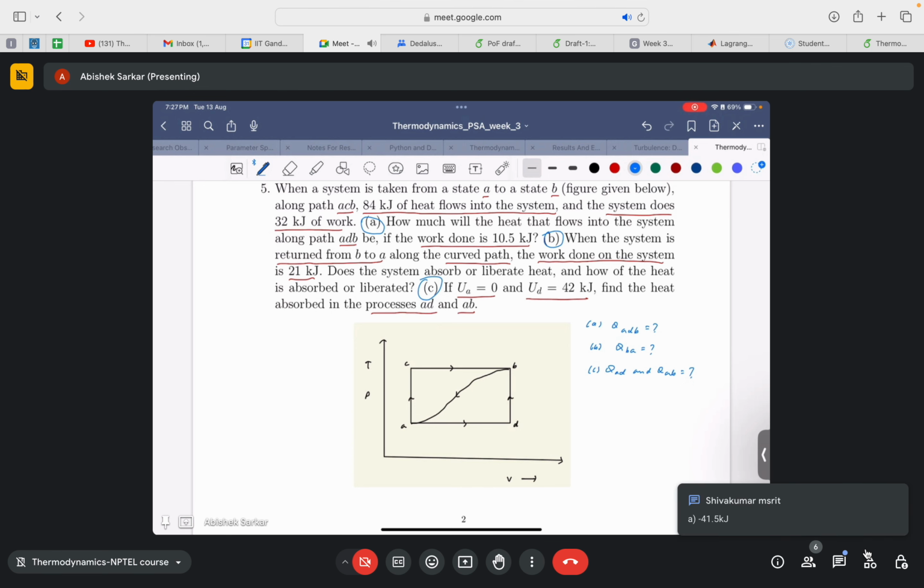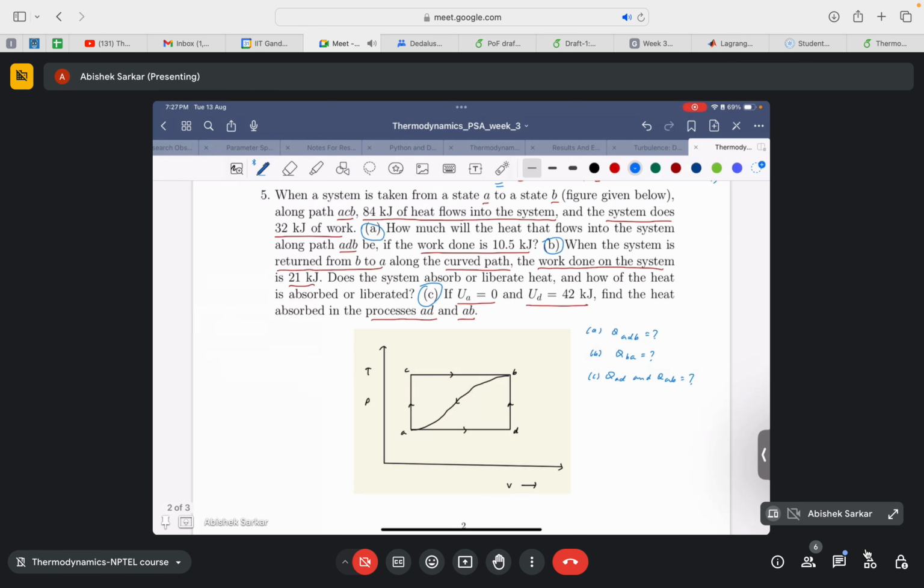Okay, A is minus 41.5. I will suggest that you look into the sign convention once. Approach is correct, but I'll suggest you go through the sign convention once, then you will see where you have done a mistake.